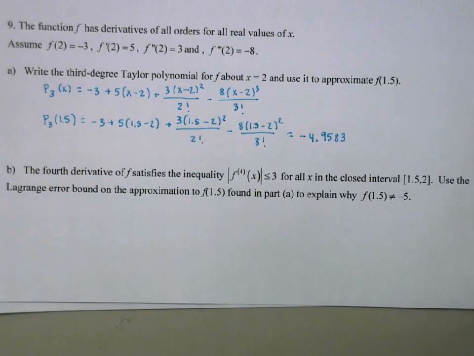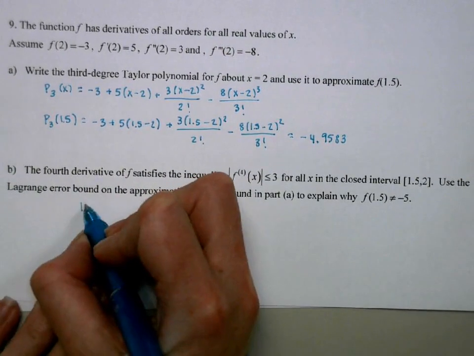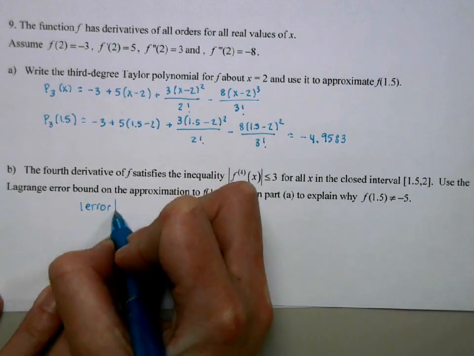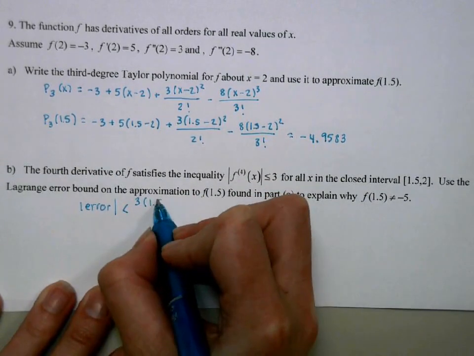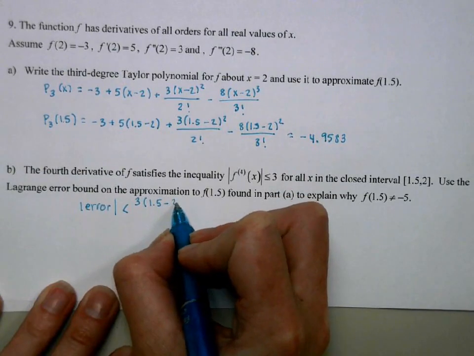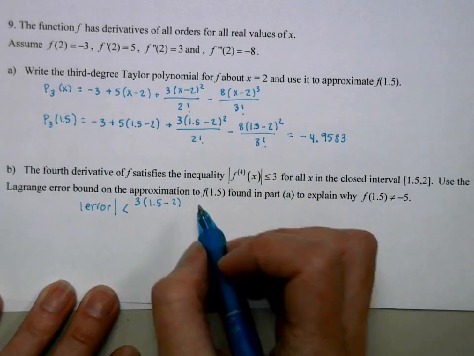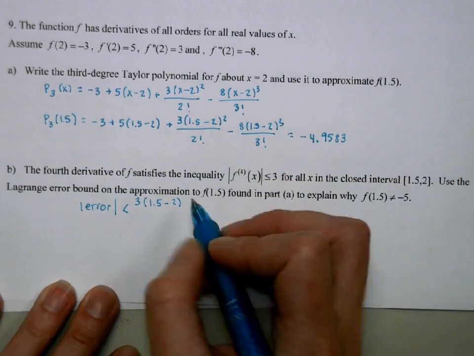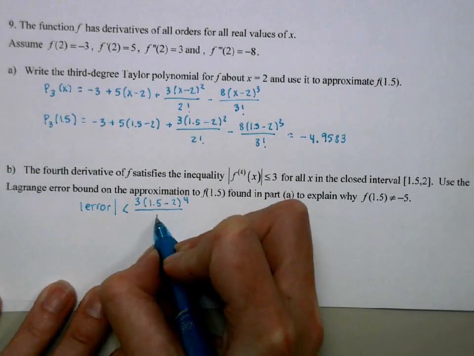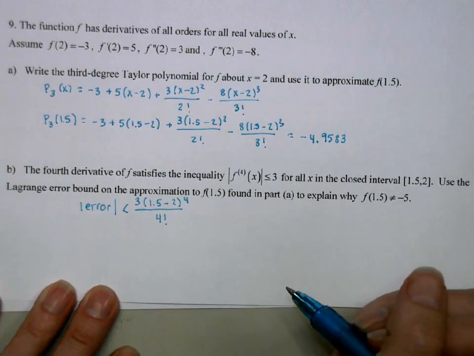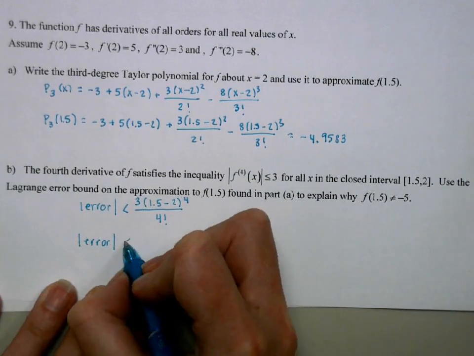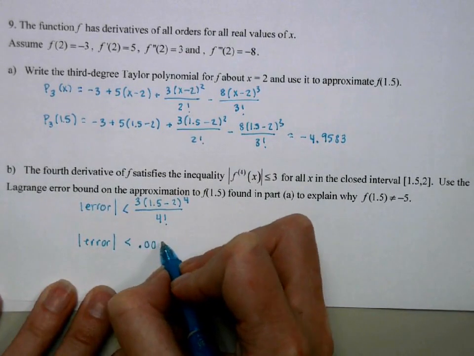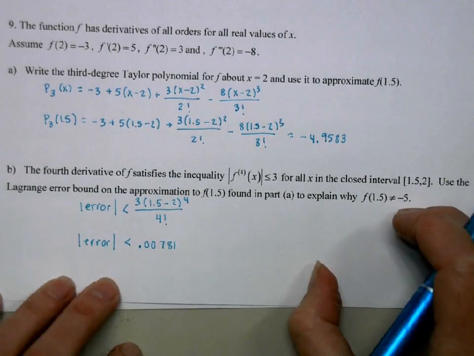Okay, so using our error bound, our error is going to be less than the maximum value of the derivative times 1.5 minus 2. If we're using a third degree polynomial, our power here is going to be 4 because that's the next one. So 4 over 4 factorial. Using the calculator, our error is less than 0.00781.